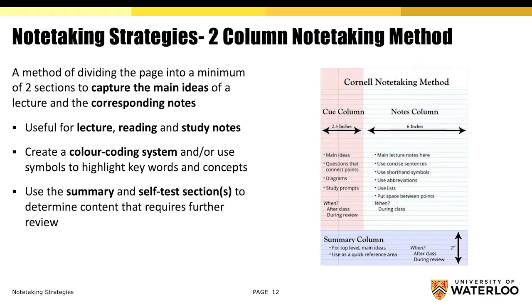The two-column note-taking method can be used for multiple types of notes and subject matter. It is a method of dividing the page into a minimum of 2 sections to capture the main ideas of a lecture and the corresponding notes. Two-column notes may also include a summary and self-test section to provide the opportunity for engagement in spaced repetition and to confirm knowledge and understanding of course content.